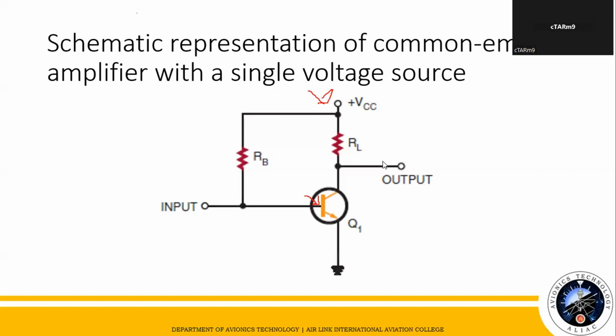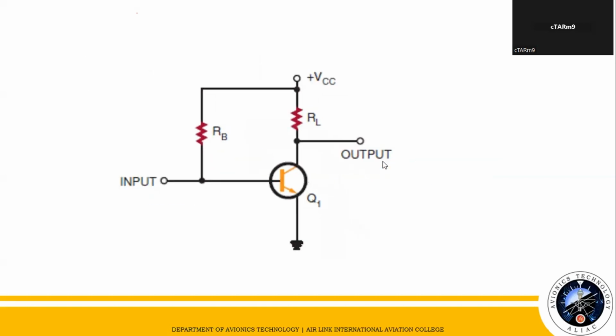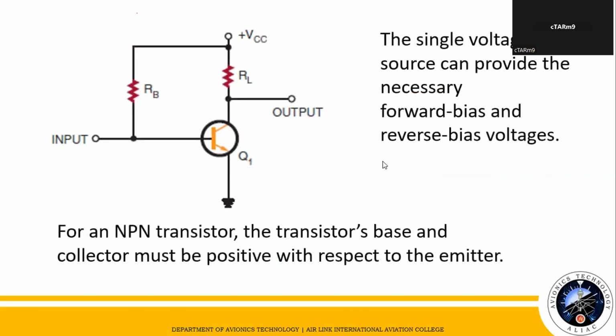So the resistor RB controls the amount of current flowing from the base. That's why the base current flowing through the RB creates voltage across it. Most of the voltage from the source is dropped across it. So a small amount of voltage drop across the transistor base to emitter junction provides the proper forward biasing. So the single voltage source can provide the necessary forward bias and reverse bias to the voltages.